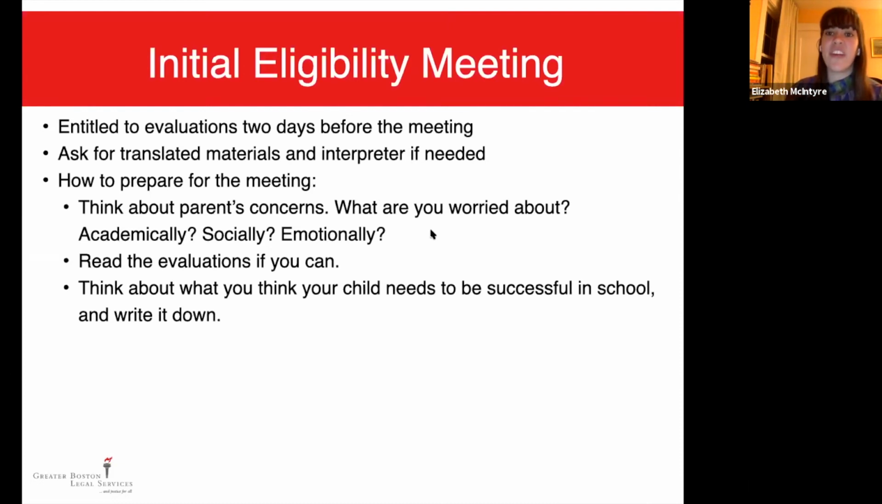Parents know their kids really well. So if you think about, when my kid is at home and I'm trying to get them to read, if I do this thing, that sometimes works. That is really valuable and schools should listen to that.